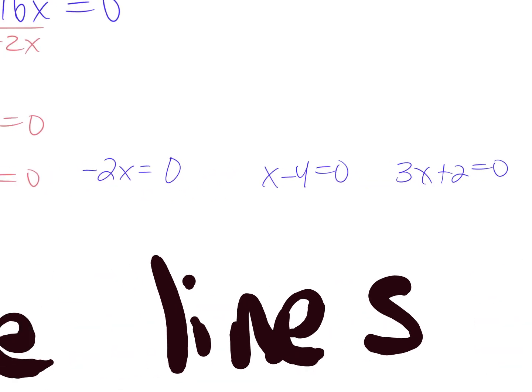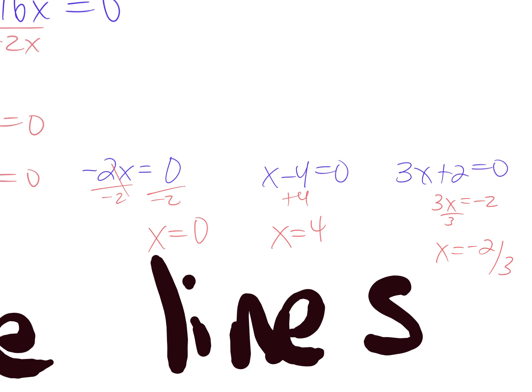So we're going to divide both sides by negative 2. I get x equals 0. I'm going to add 4. I get x equals 4. I'm going to subtract 2. I get 3x equals negative 2. Then divide by 3. I get x equals negative 2 thirds.